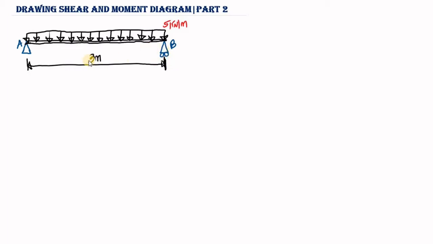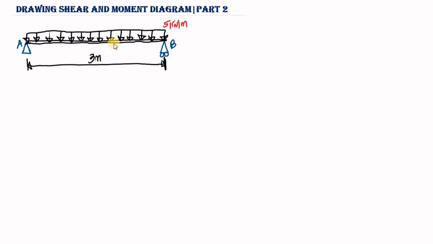So meaning we are going to have 3 unknown reactions, because for pin support we have 2 unknown reactions, while for roller support we have 1 unknown reaction. And the load acting on the beam, we are having a distributed load of 5 kilonewton per meter. So this is acting on the beam, and this is constant throughout the length of the beam, and the length of the beam is 3 meters. So we need to draw the shear and moment diagram for this beam.